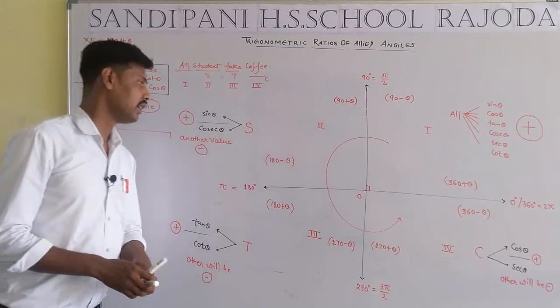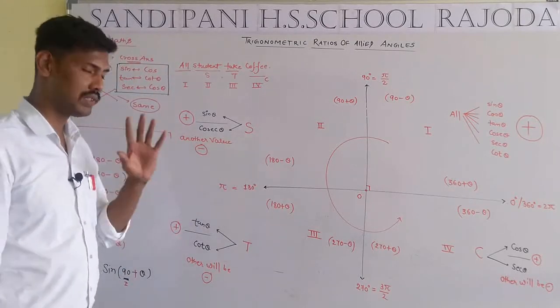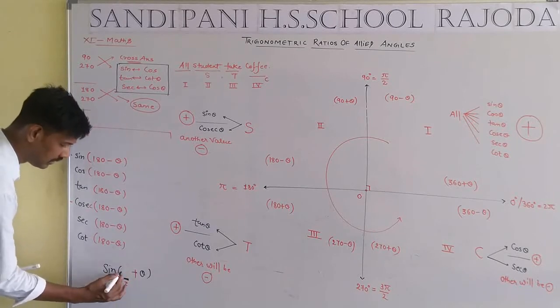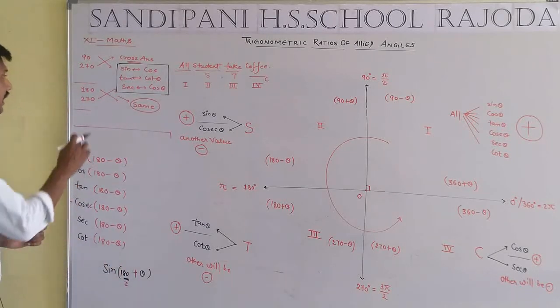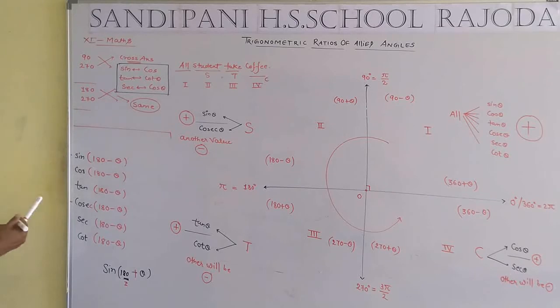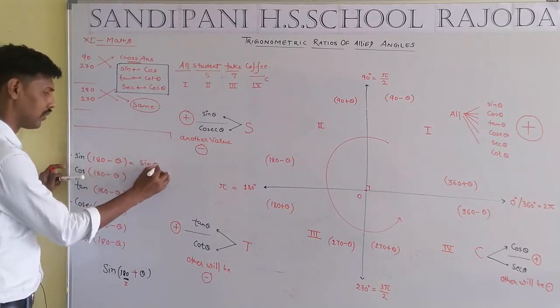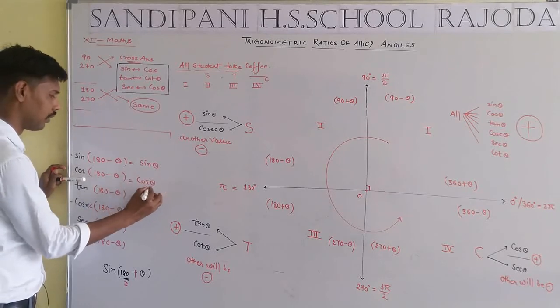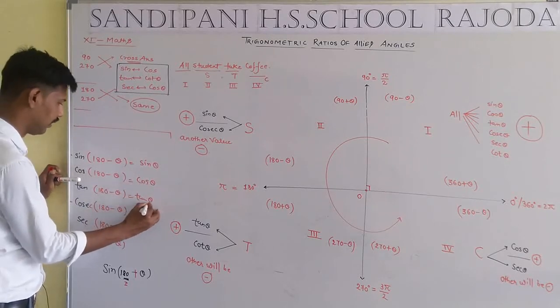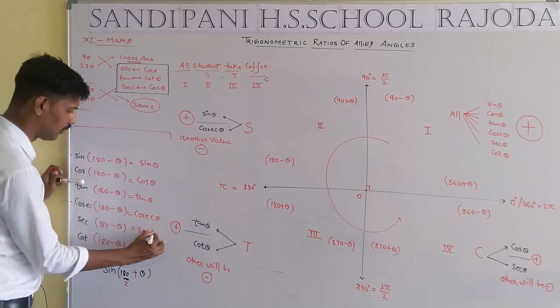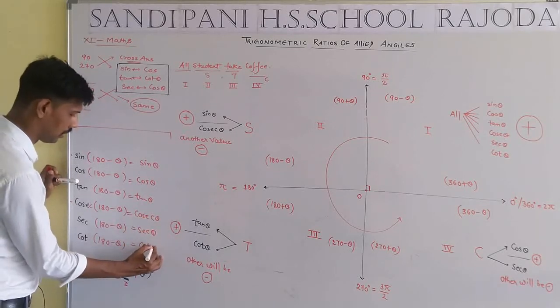Student, where is the 180 minus theta? Firstly, 180 minus theta, what will we see? In the case of 180, the same answer is there. Same answer means sine will be equal to sine, cos will be equal to cos, tan will be equal to tan, cosec will be equal to cosec, sec will be equal to sec, and cot will be equal to cot.